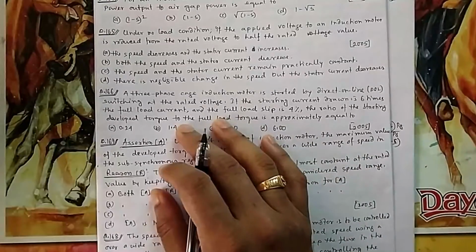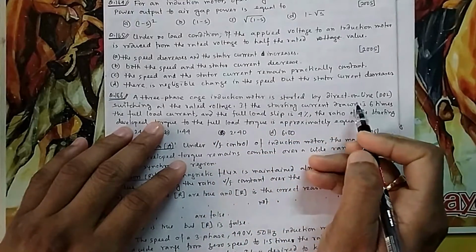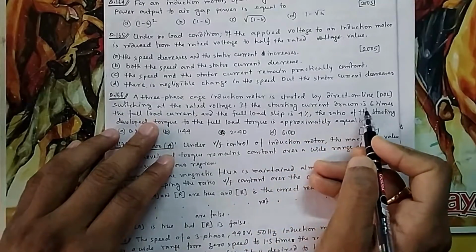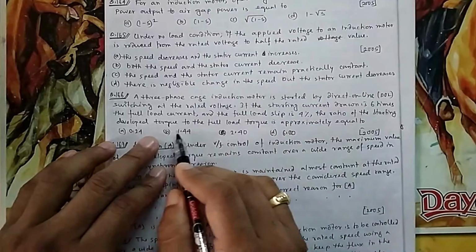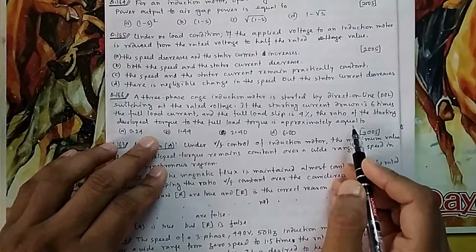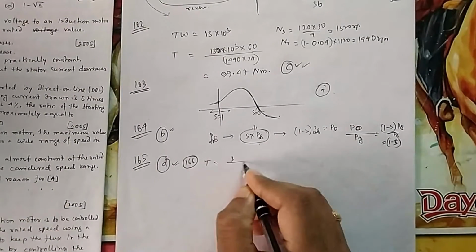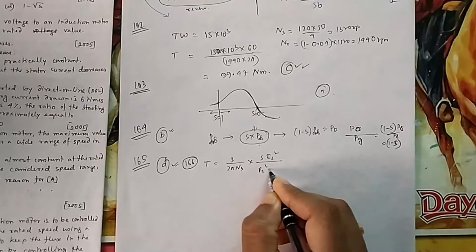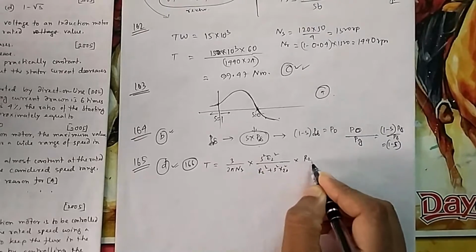In question number 166, what is asked: a 3-phase squirrel cage induction motor is started by a star-delta starter, switching at rated voltage. If the starting current drawn is 6 times the full load current and the full load slip is 4%, the ratio of the starting torque developed to full load torque is approximately equal to what? So, starting torque and full load torque. If you write the torque equation, T is equal to 3 by 2 pi Ns into S E2 square divided by R2 square plus S square X20 square. You can put it as S square also, then you have to put R2 by S.